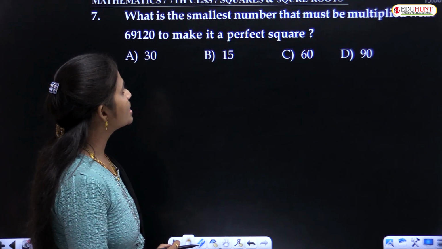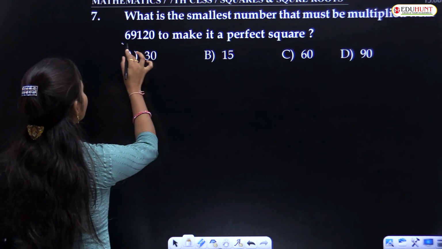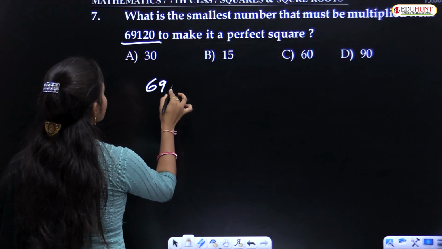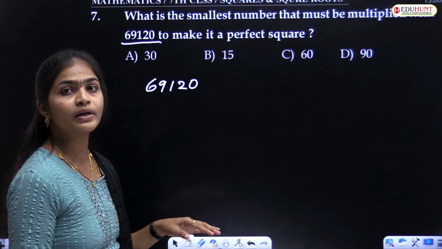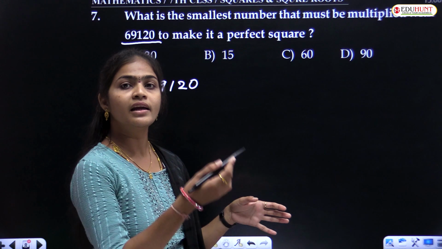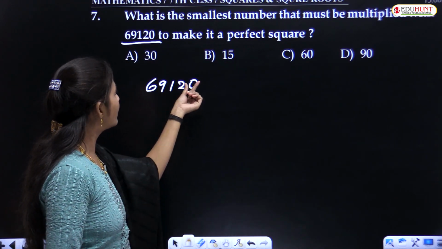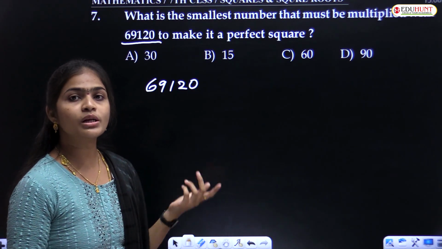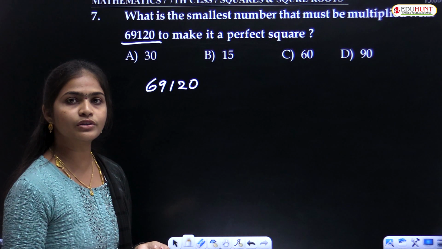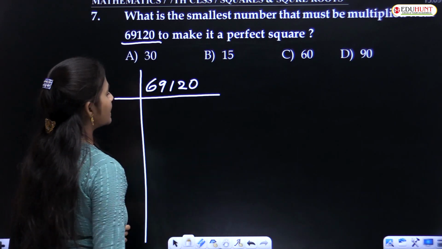What is the smallest number that must be multiplied with the number 69,120, which means 69,120 is not a perfect square. If you multiply some number with that 69,120, you will get some perfect square. So by which number do we have to multiply this? How can we do it? Here, by taking the prime factorization, we can say that.